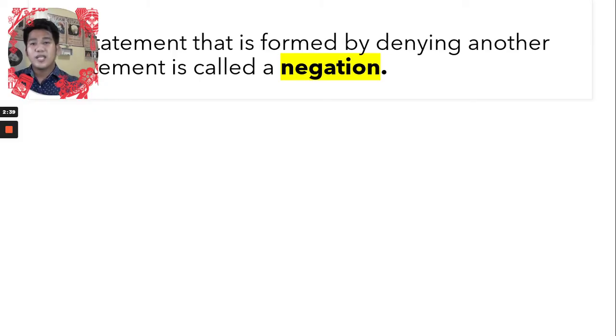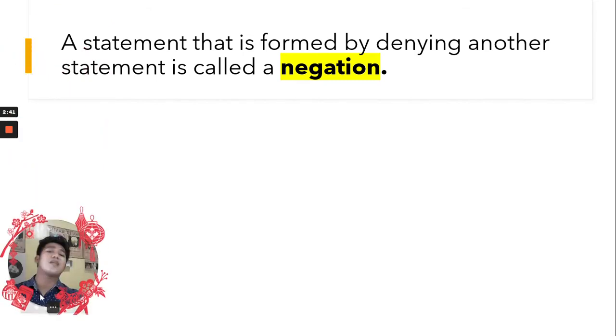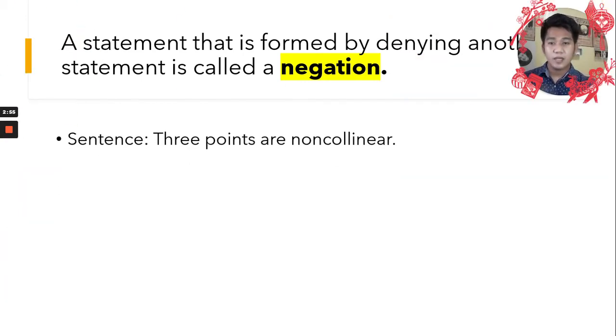So this kind of statement that is formed wherein we are denying another statement is called negation. Again, a negation is formed by denying another statement. Okay, and this is negation. Take note of this. Okay, we have this given sentence.